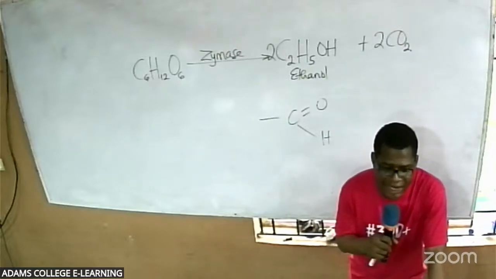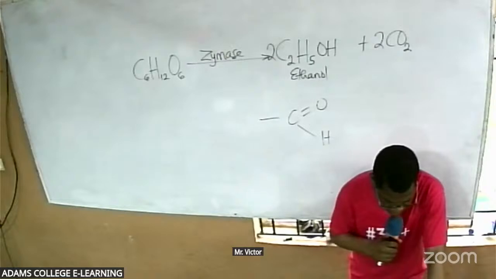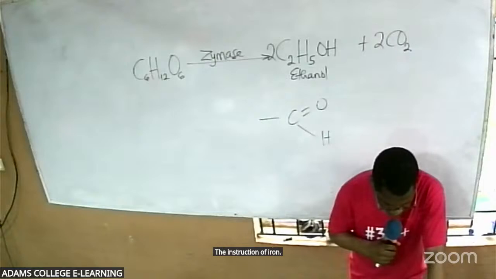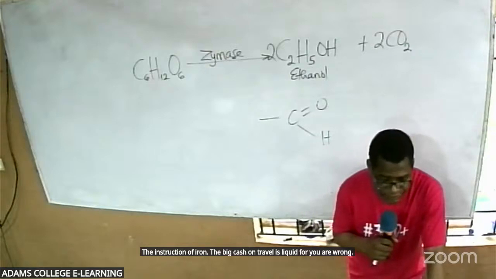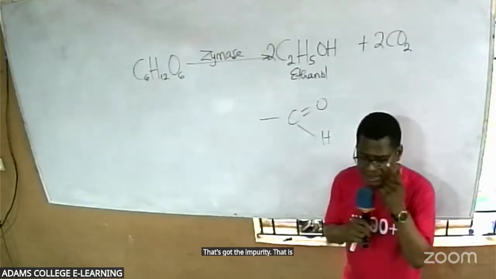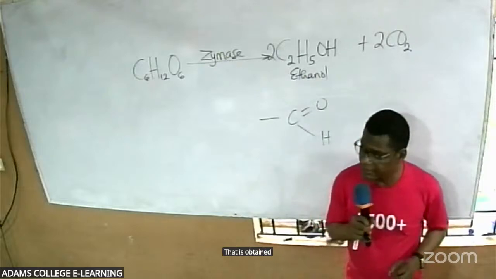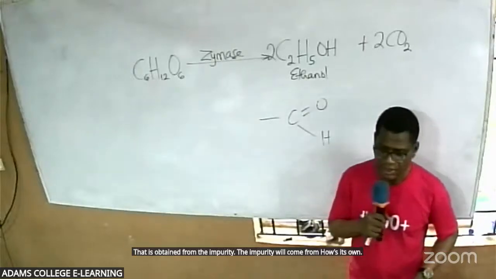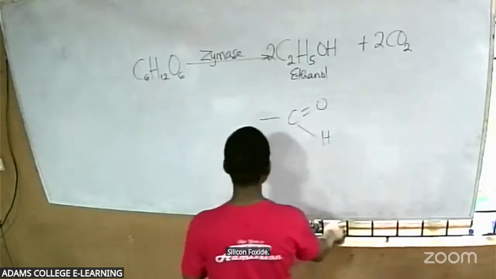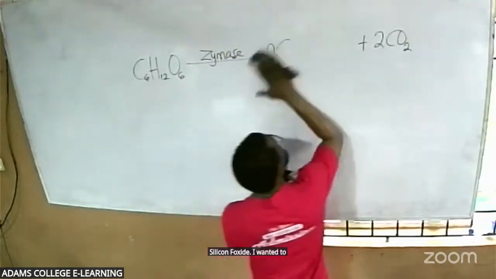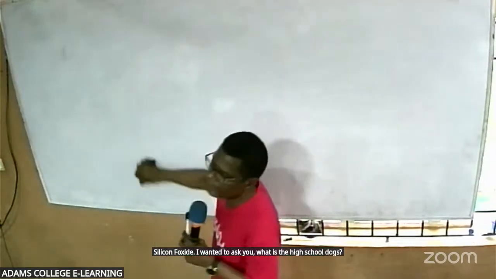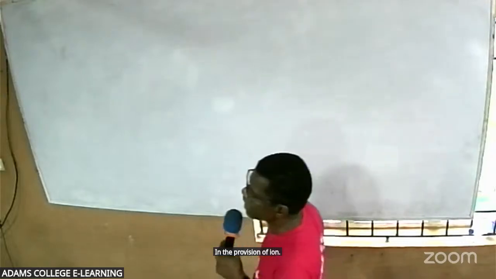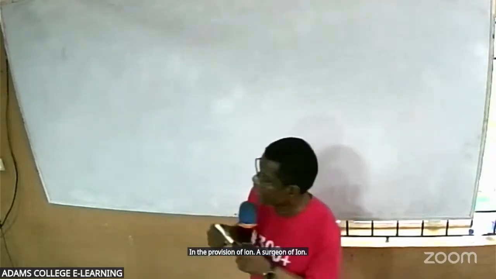The main impurity in iron. Mr. Victor has taught you, the extraction of iron. If you take calcium trioxosilicate 4, you are wrong. That's not the impurity. That is a waste product obtained from the impurity. The impurity is silicon 4 oxide. That's it, A. But when they ask you what is a byproduct in the extraction of iron, the answer will now be calcium trioxosilicate 4.